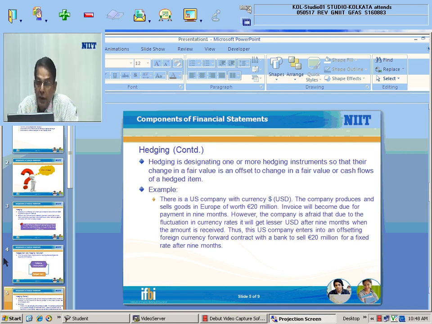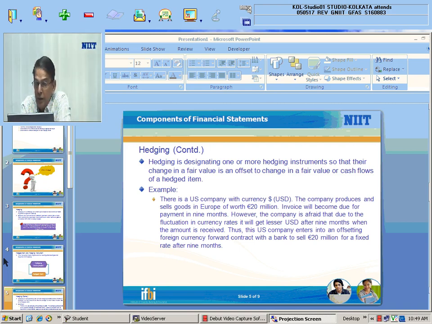So the hedged item here is the cash flow from that export, that is 20 million euro, which is to be converted after 9 months to US dollar. And the hedging instrument is the foreign currency forward contract entered into by the US company with a bank to sell 20 million euro for a fixed rate after 9 months.